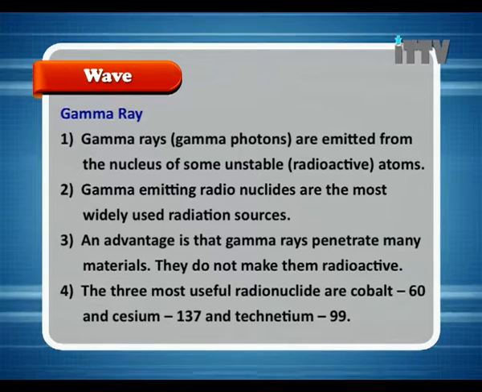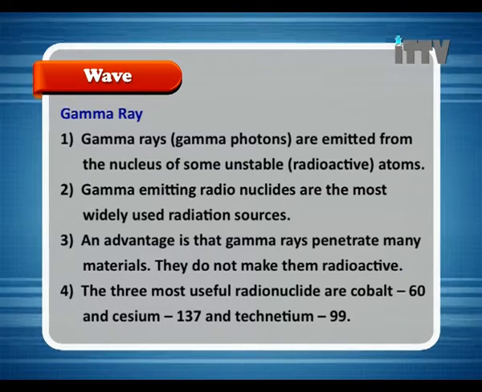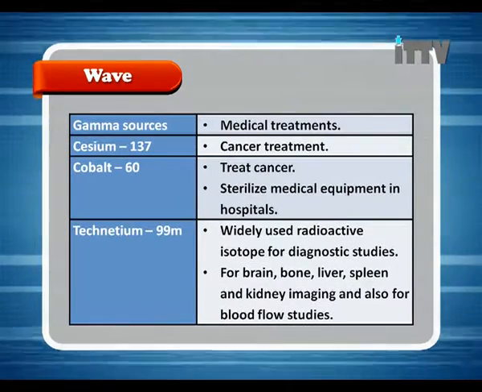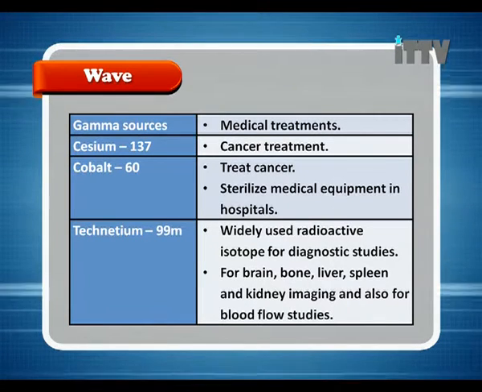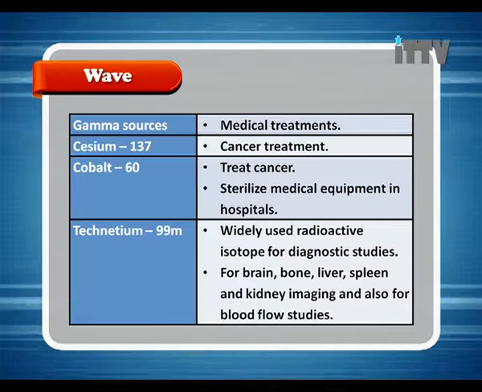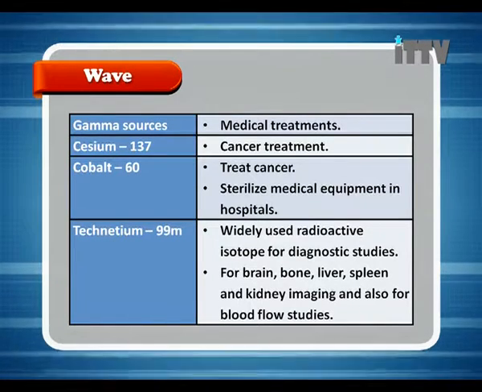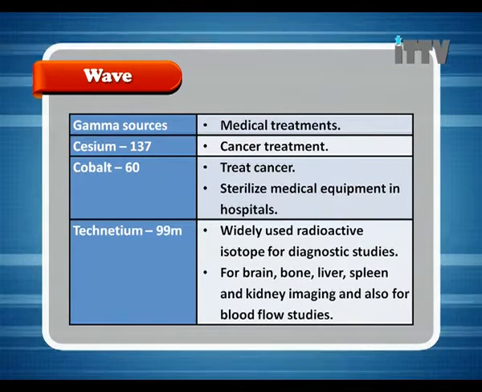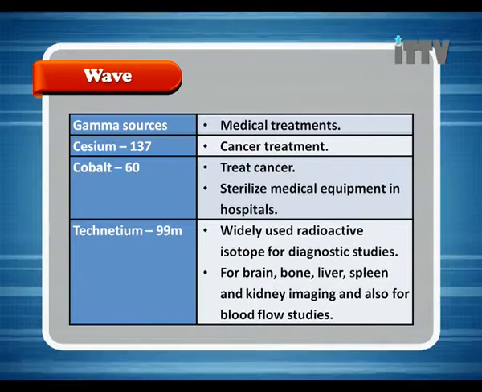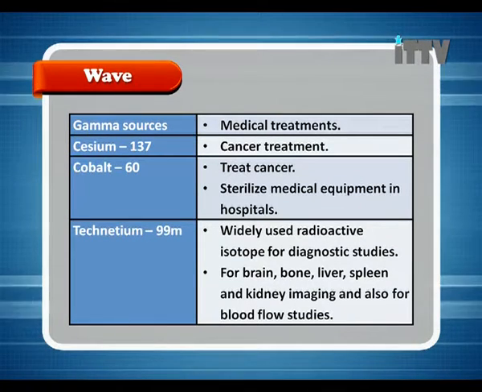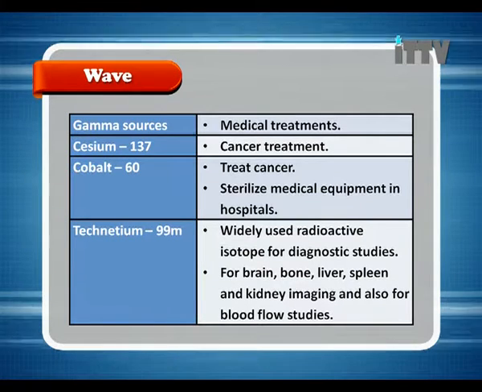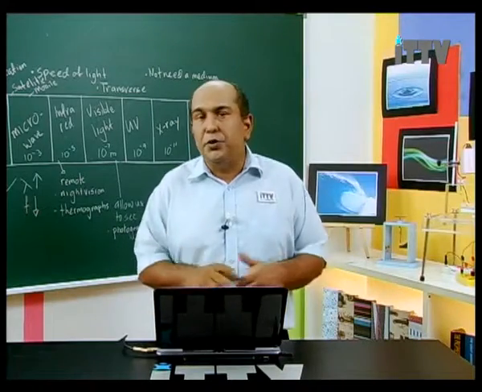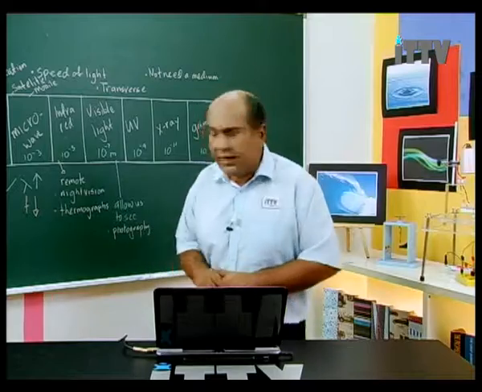The three most useful radionuclides are cobalt-60, cesium-137 and technetium-99. Cesium-137 used for cancer treatment. Cobalt-60 used to treat cancer and sterilize medical equipment in hospitals. Technetium-99, widely used radioactive isotope for diagnostic studies, for brain, bone, liver, spleen and kidney imaging, and also for blood flow studies. So these are the uses of our X-rays and gamma rays.